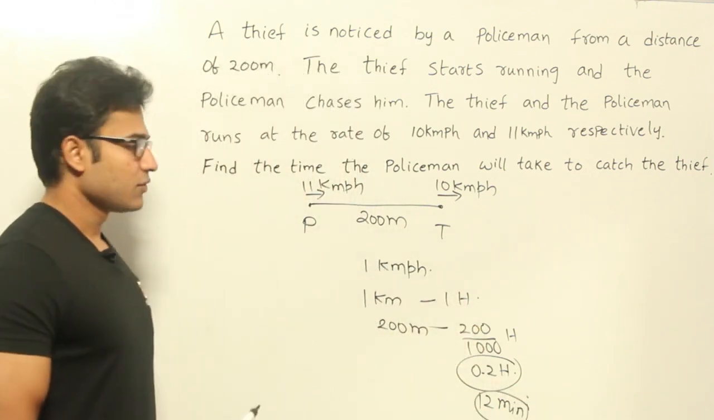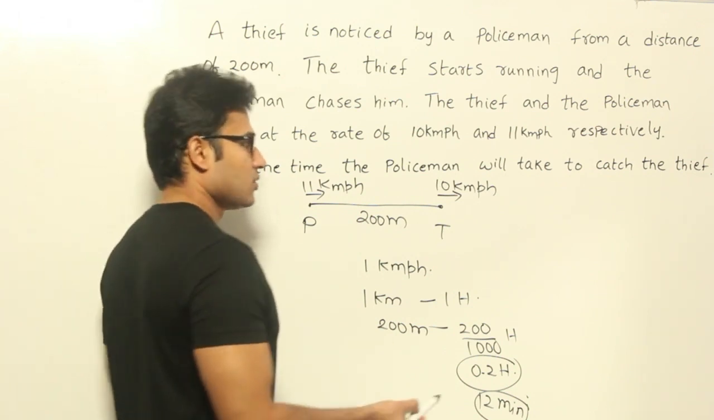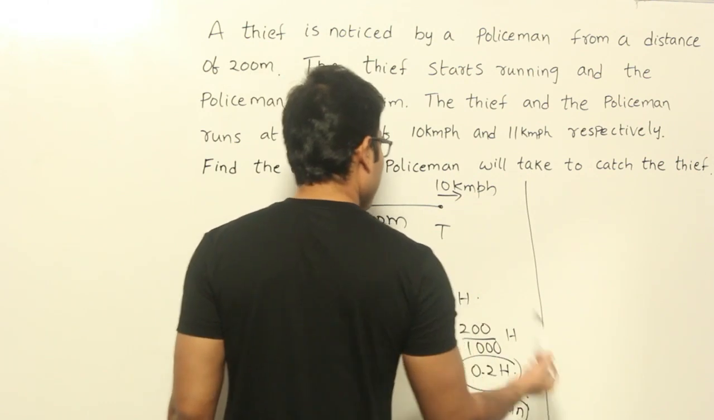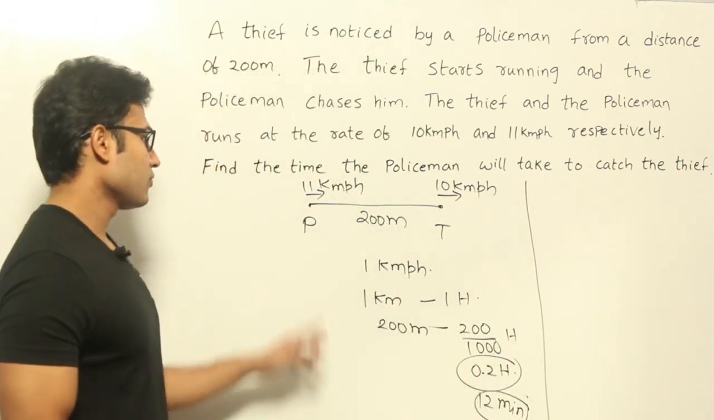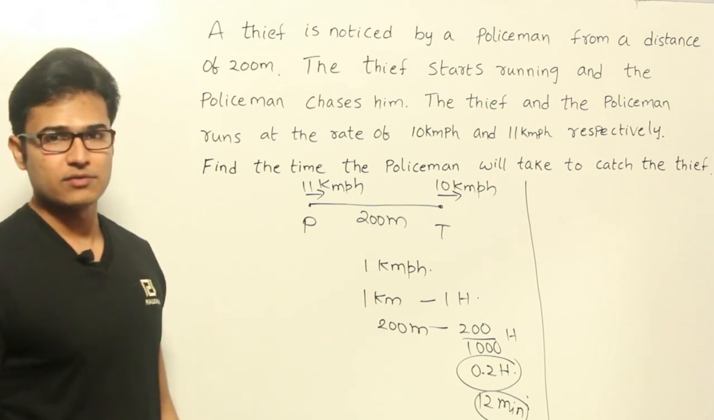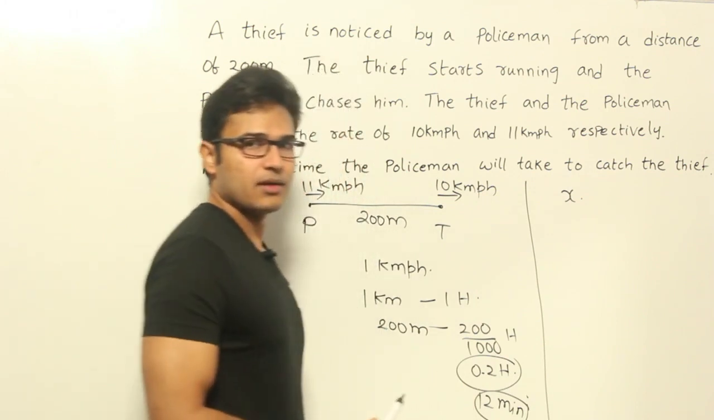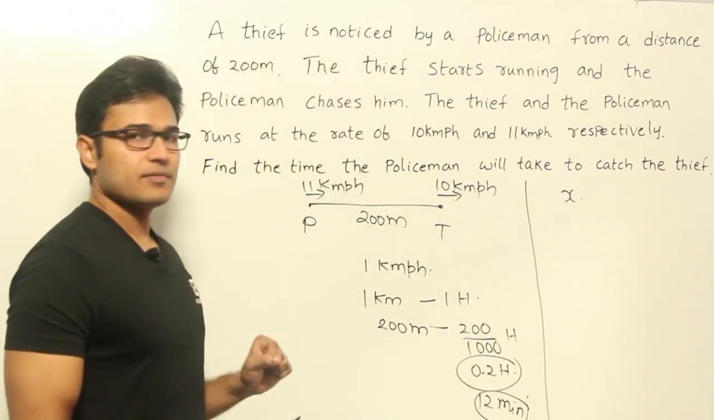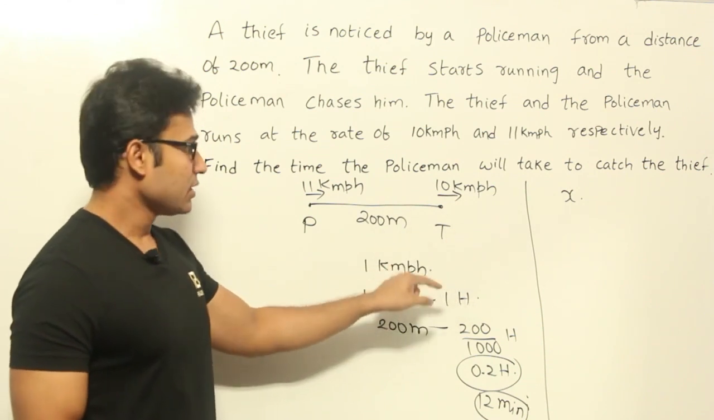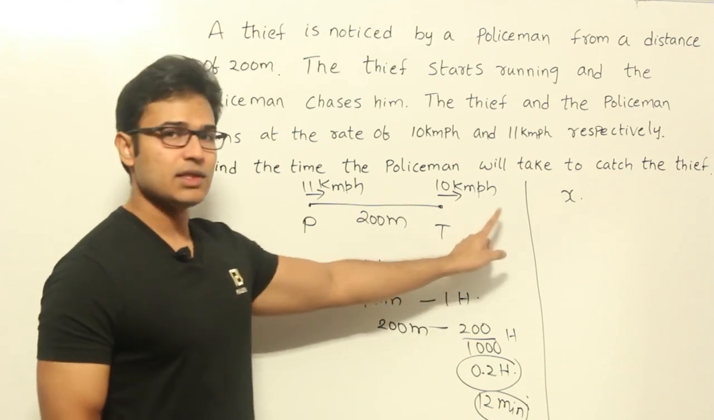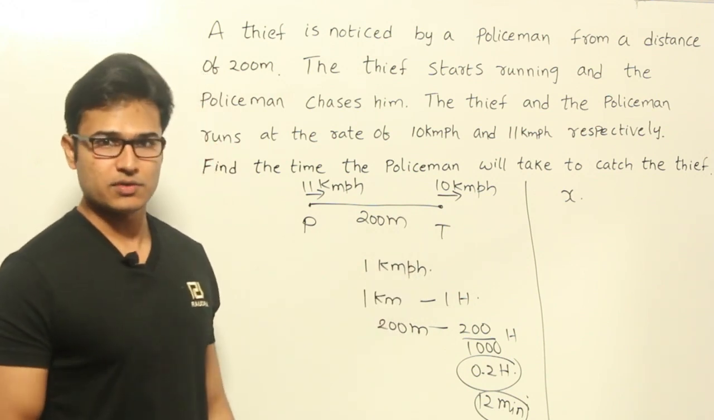Got it? So if you want to look at it from the other way, if you want to see one other method, so how you can imagine it is, we don't know the time, right? So let's assume that the time taken for policeman to catch the thief is x, isn't it? Now in this time, policeman is supposed to cover the distance which is equal to the distance covered by thief in that time plus this 200 meters. You can go in that method also, right?